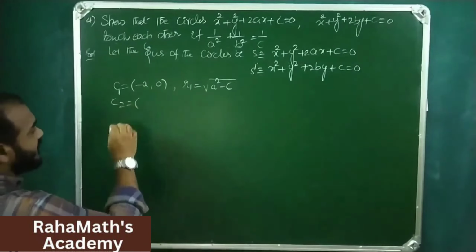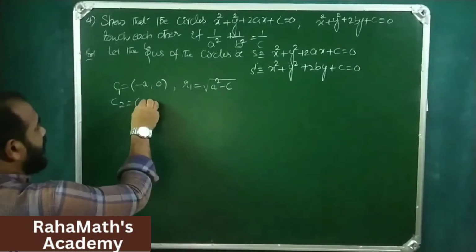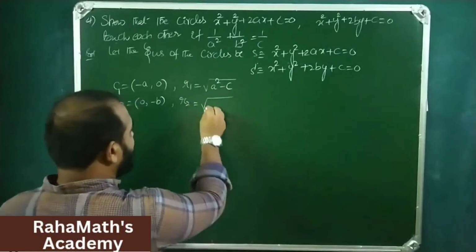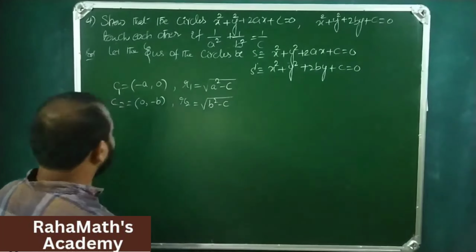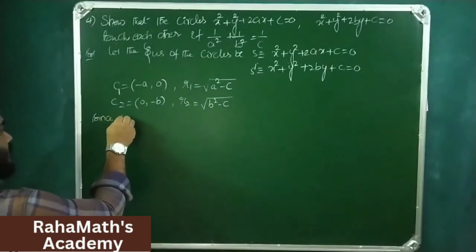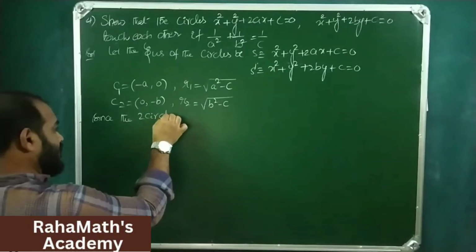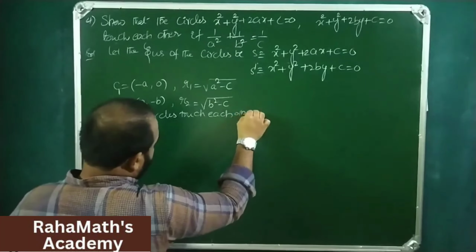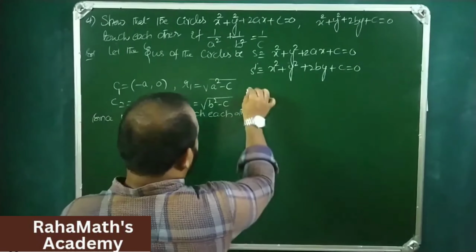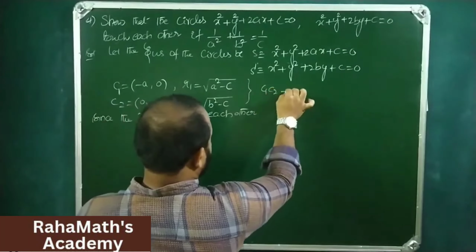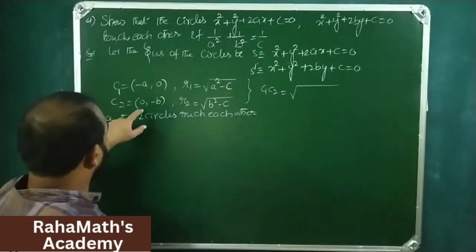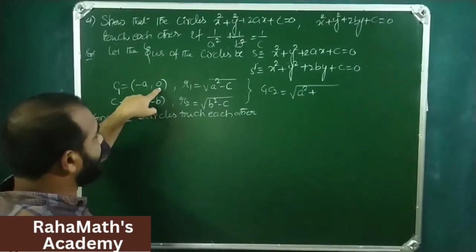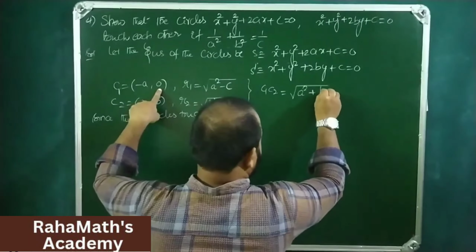C2, the second circle's center, is 0 comma minus b. Radius R2 equals square root of b square minus c. Since the two circles touch each other, this implies... but what is C1C2? C1C2 is square root of 0 minus a whole square, so a square, plus minus b minus 0 whole square, which is b square.